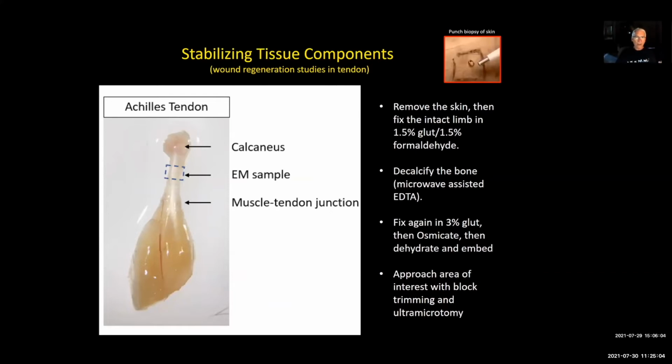So we have to maintain its orientation and its linearity by keeping it attached to the other components within the long bone and leg. So in this case, what we would do is remove the skin, we would fix the intact limb in 1.5% glutaraldehyde, 1.5% formaldehyde, decalcify the bone, fix it again in 3% glutaraldehyde, then osmicate, dehydrate, and embed, and then approach the area of interest with block trimming, a razor blade, and ultramicrotomy.